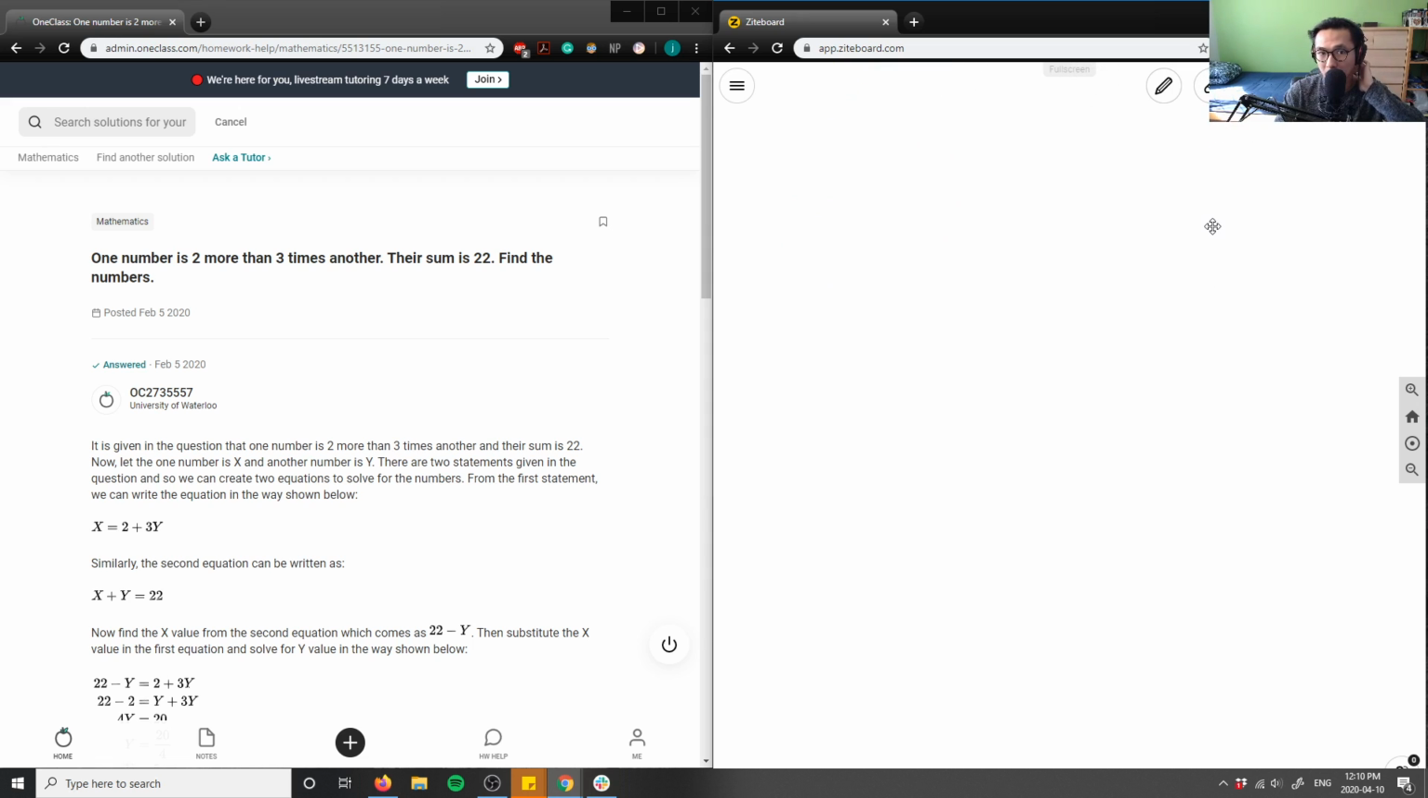Awesome. So let's look at number 2. Number 2 is an algebra question. This is Algebra 1. You can take a minute to look at this. It says one number is 2 more than 3 times another. Their sum is 22. Find the numbers.